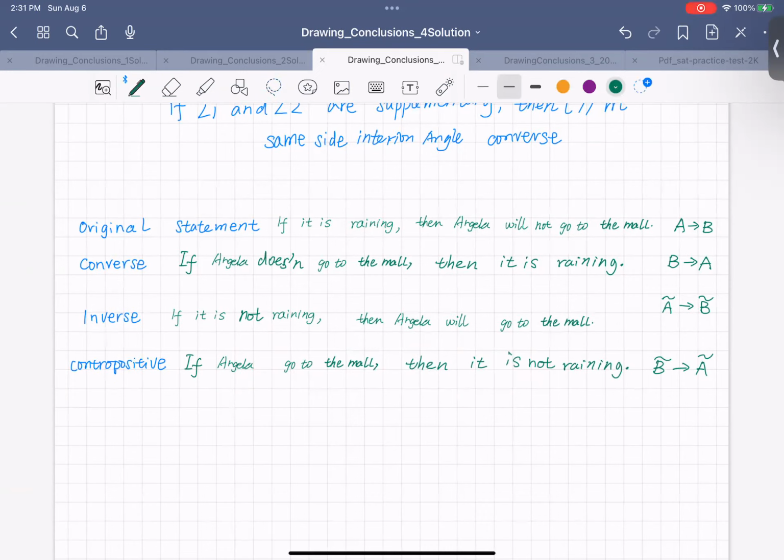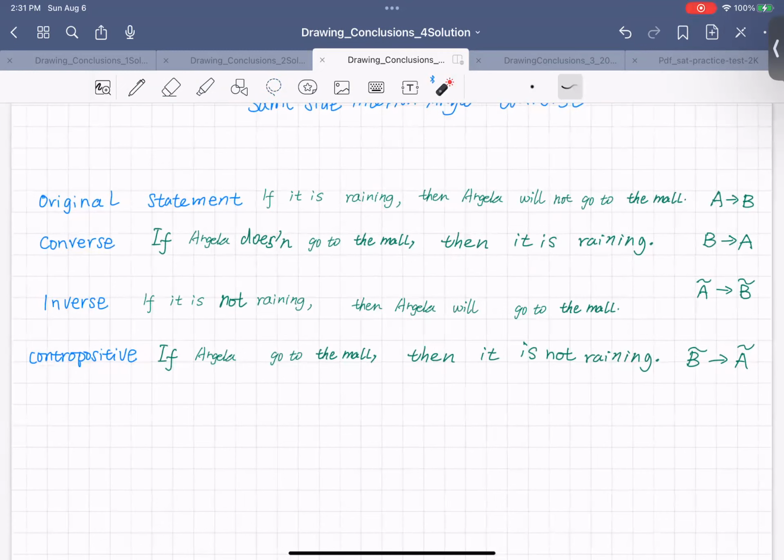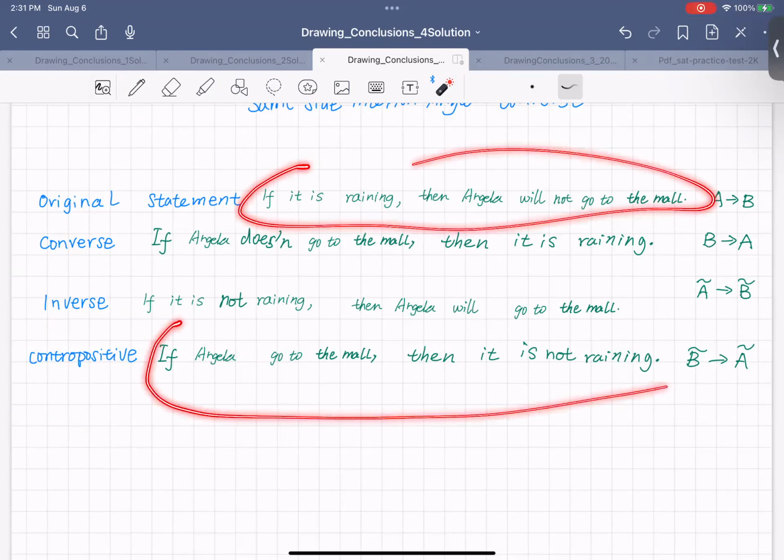Yeah. This is called original. This second is called converse. The third one is inverse. The contrapositive is not B and not A. The interesting thing is this. Look at here. If the original one is true, say, if it is raining, then Angela will not go to the mall, and if this is a true statement, then the contrapositive is also a true statement.